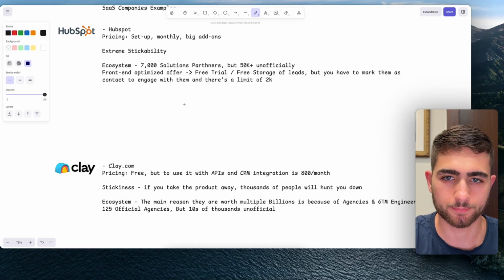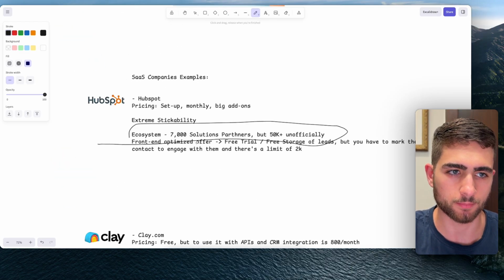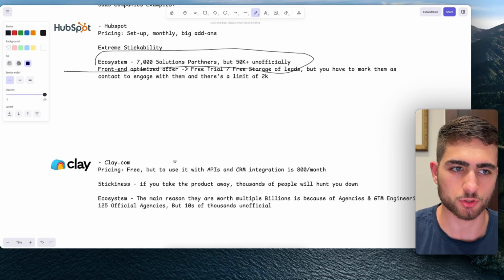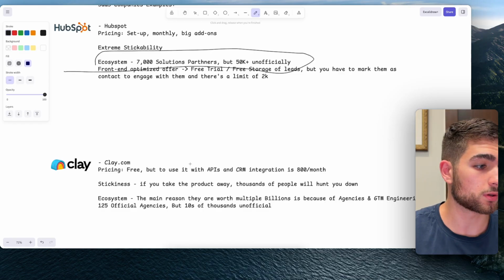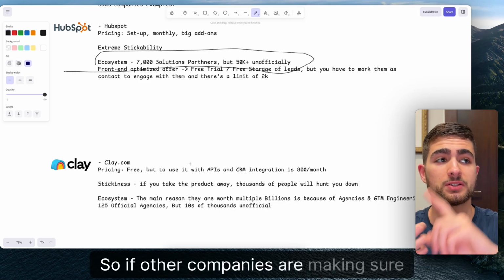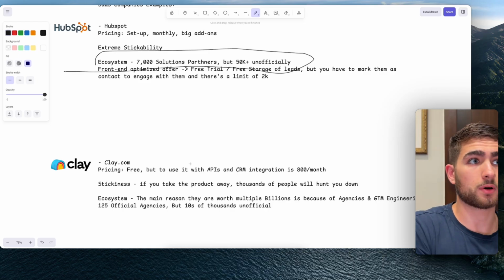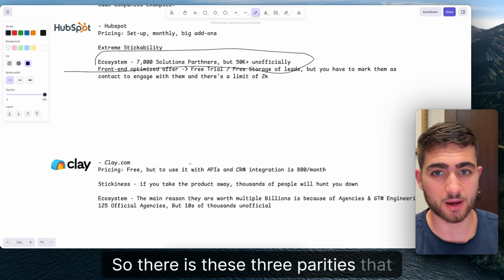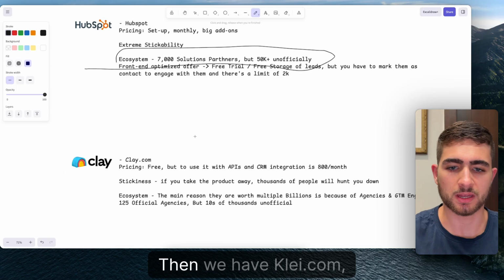Then we have Clay. So great ecosystem, by the way. This is the ecosystem. All of the people that are promoting HubSpot, but they're not HubSpot themselves, right? So other businesses literally depend on making sure that people succeed with HubSpot. So if other companies are making sure people succeed with HubSpot, those people that they help succeed are going to keep paying HubSpot. So there's these three parties that are all working together to grow HubSpot. That's the ecosystem.